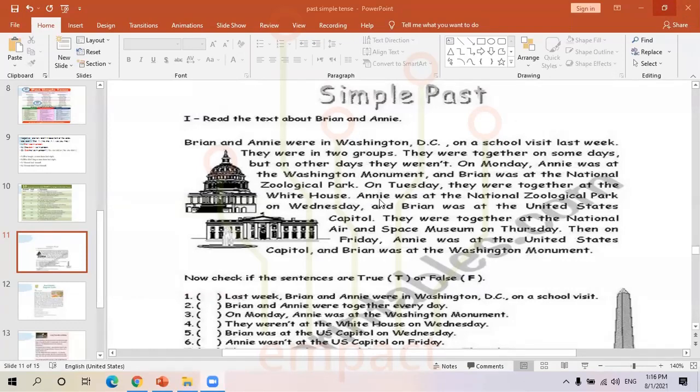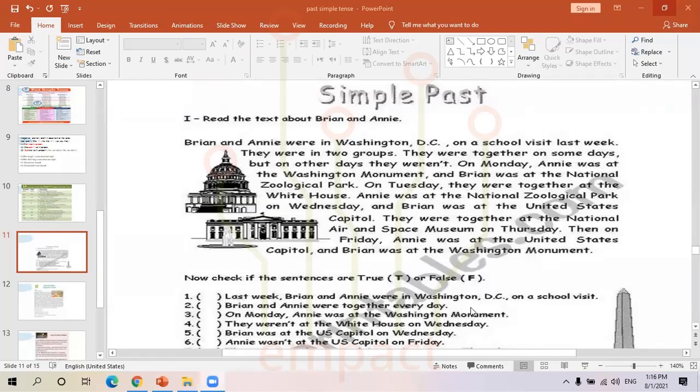Annie was at the National Zoological Park on Wednesday, and Brian was at the United States Capitol. They were together at the National Air and Space Museum on Thursday. Then Friday, Annie was at the United States Capitol, and Brian was at the Washington Monument. Thank you. Well done. You're welcome.